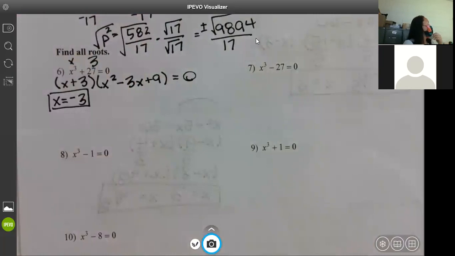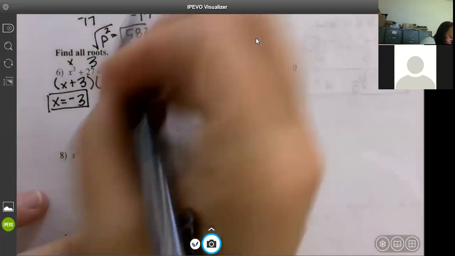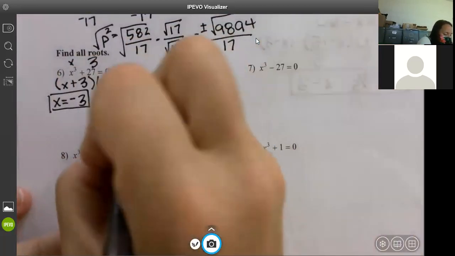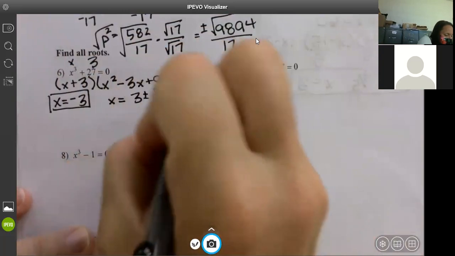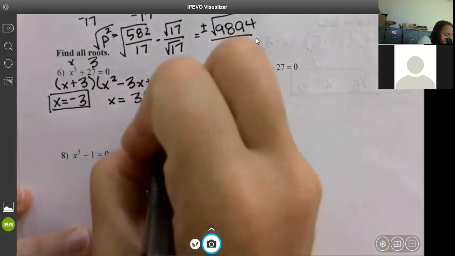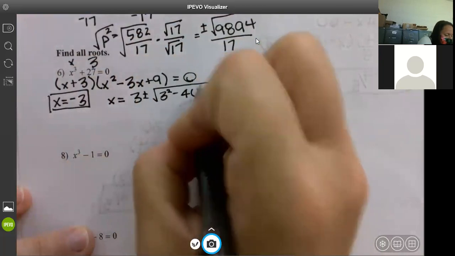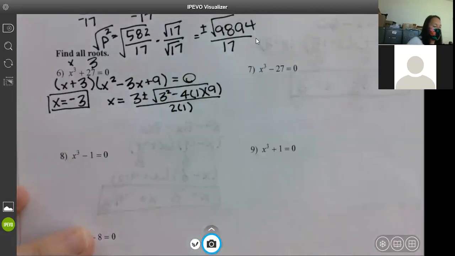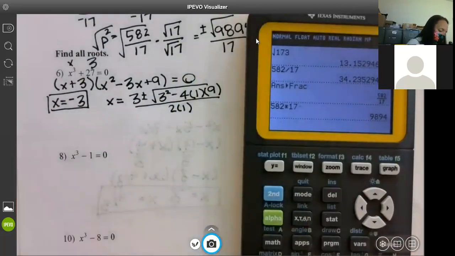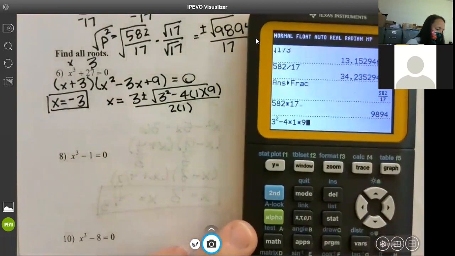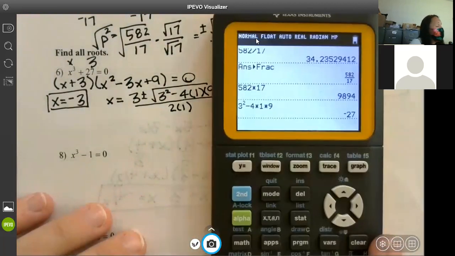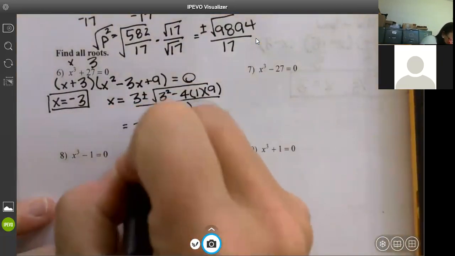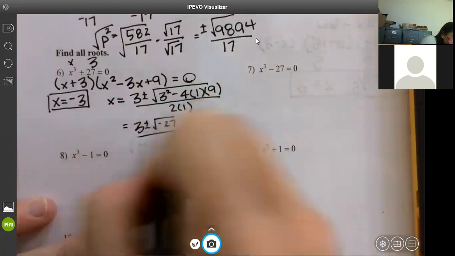Because I should have 3 because I have x cubed. So x equals -b plus or minus, big fat square root sign of b squared, -4 times 9, perfect. All over 2 times 1. Remember, don't put in the square root. We do 3 squared minus 4 times 1 times 9. And we get -27. 3 plus or minus the square root of -27 over 2.